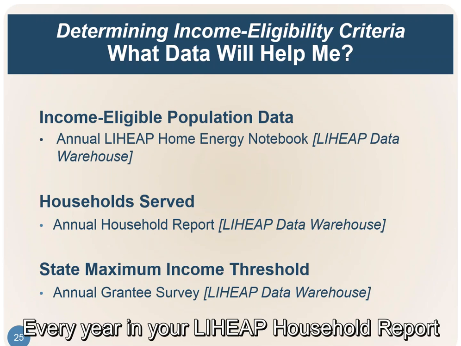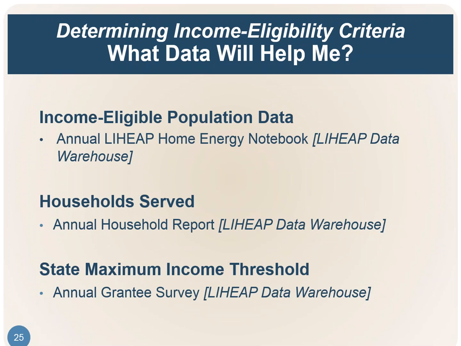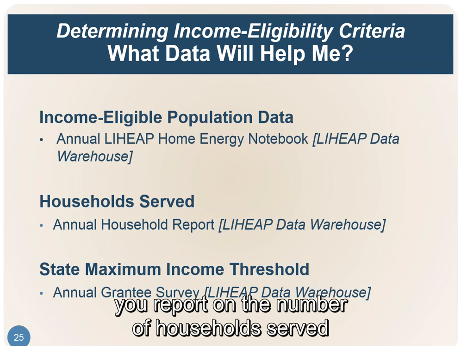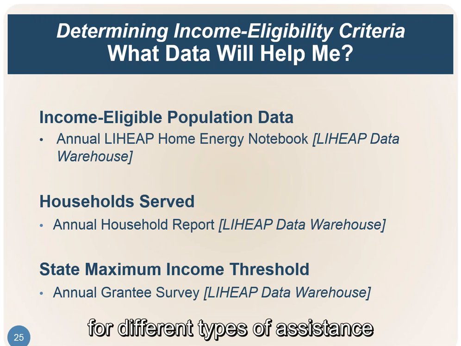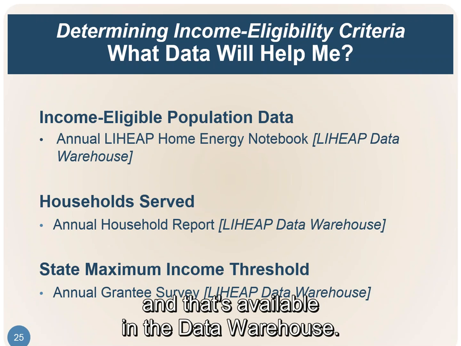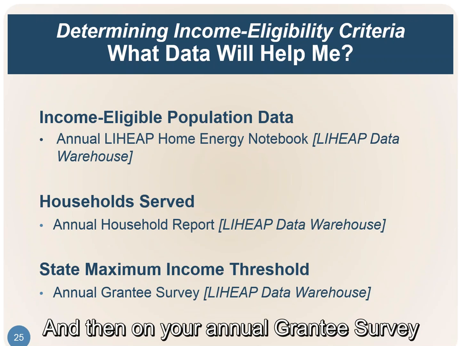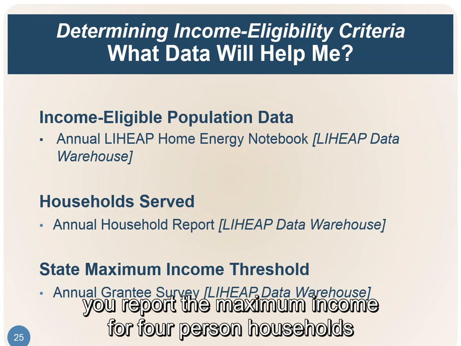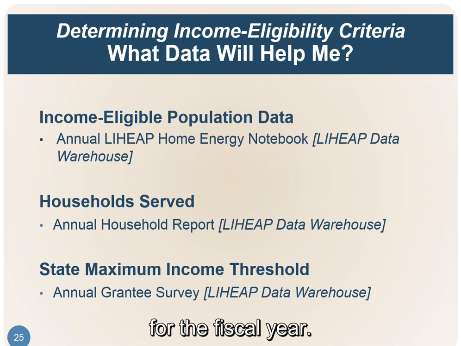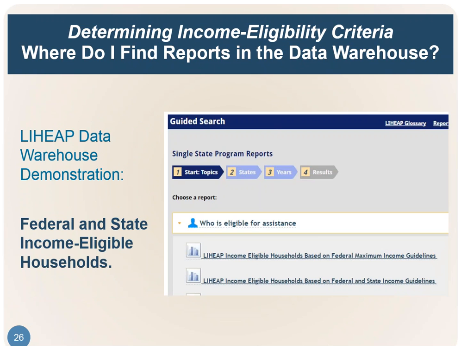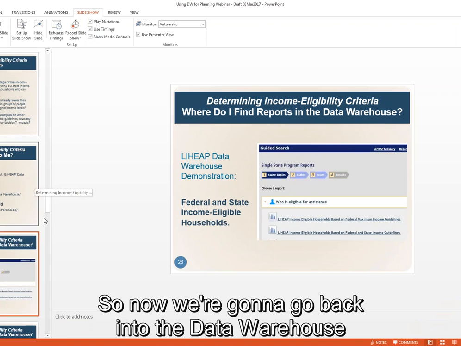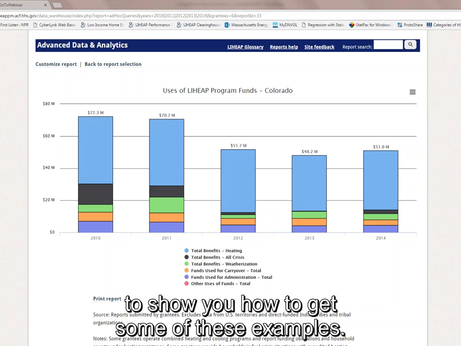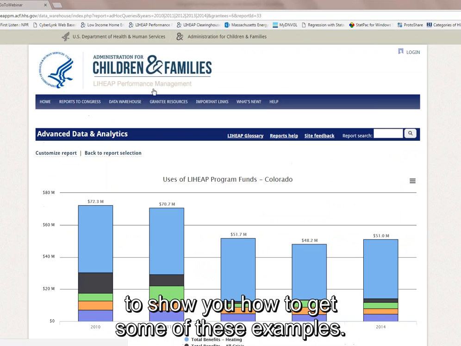Every year in your LIHEAP household report, you report on the number of households served for different types of assistance, and that's available in the data warehouse. And then on your annual grantee survey in the LIHEAP performance data form, you report the maximum income for a 4-person household for the fiscal year. So now we're going to go back into the data warehouse to show you how to get some of these examples.